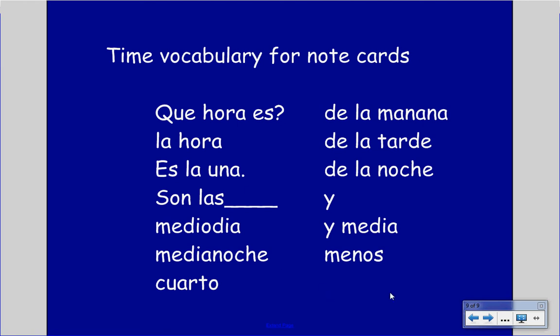You do need to have this vocab on either note cards or a foldable, and you need to know it. Buena suerte, estudiantes.